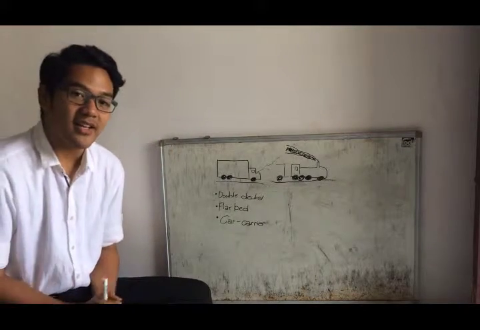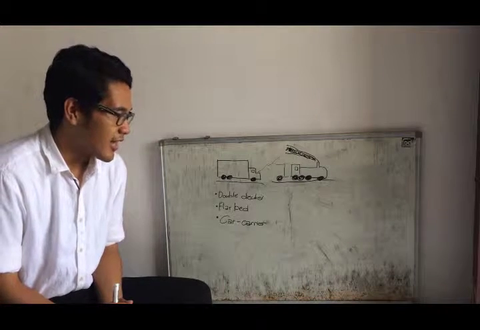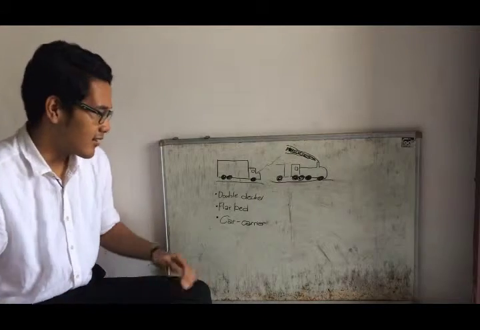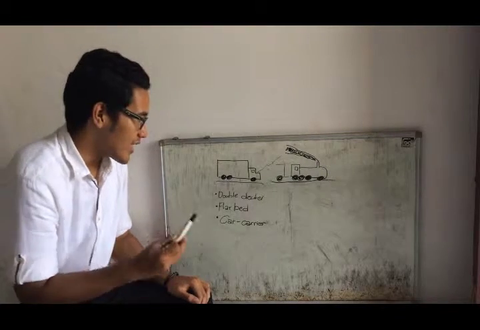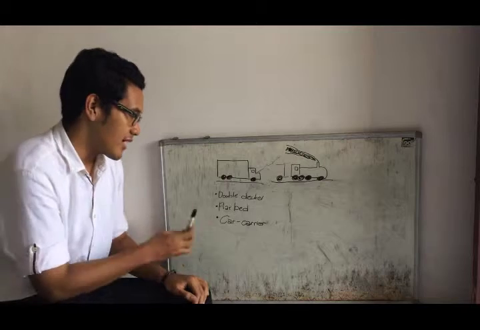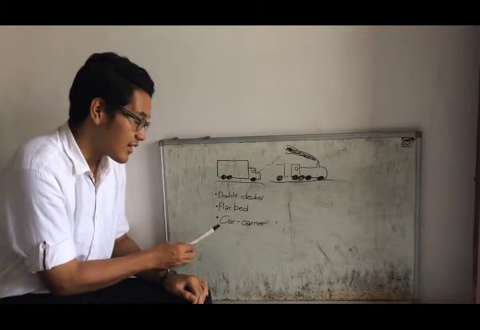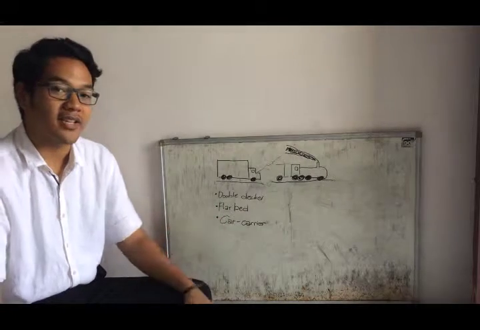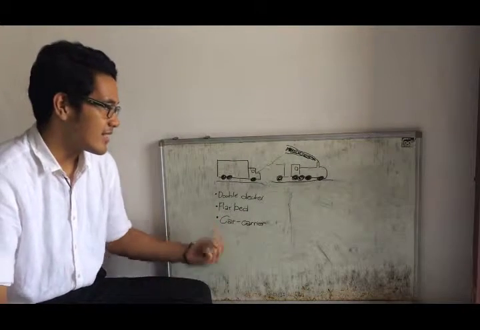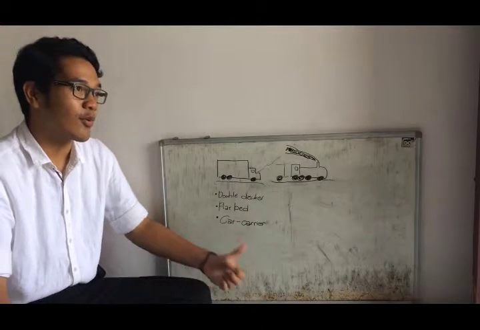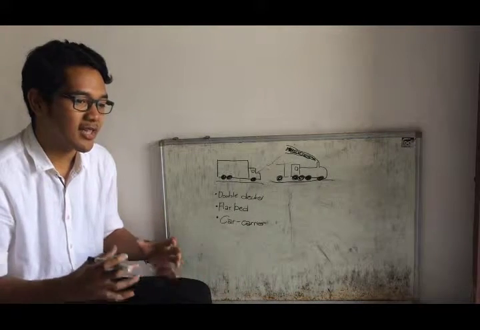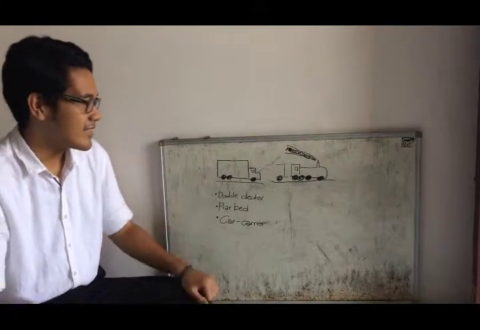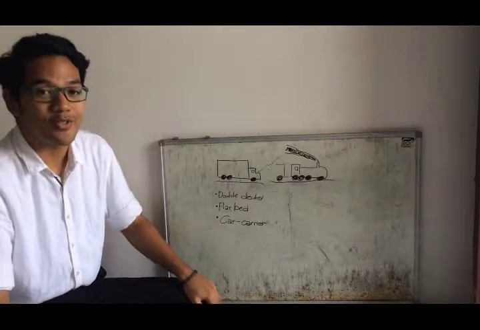And now I will explain what kind of transportation can be used for export-import activity. For land transportation, export-import activity usually uses trucks and trains. There are many types of trucks and trains, like double-decker, flatbed, and even car carrier. But it's rarely used in our country, Indonesia. This is used in places like Europe, where all the countries are near.